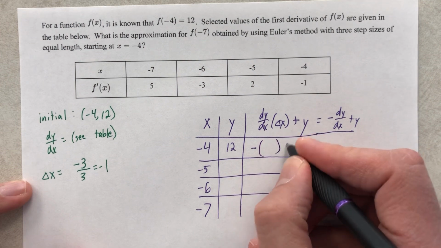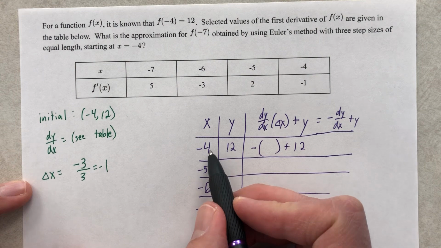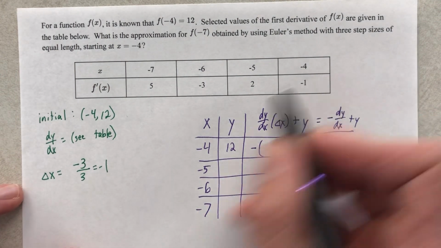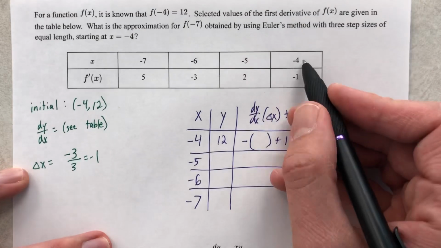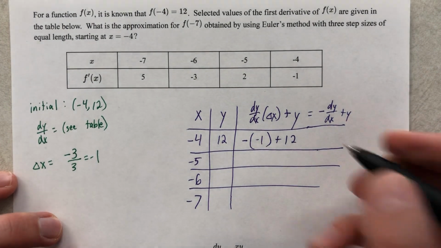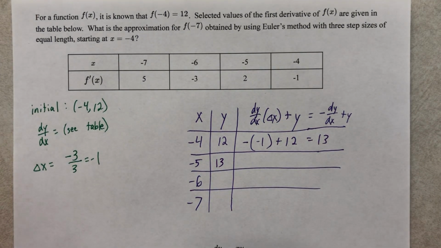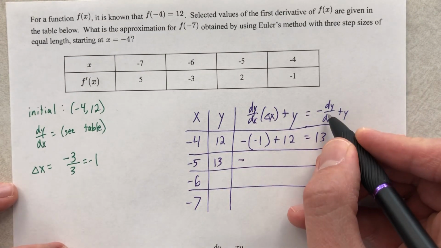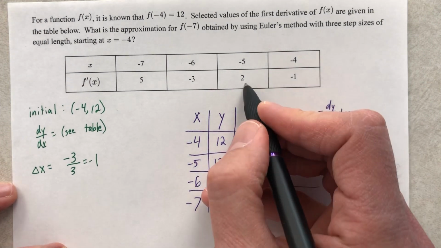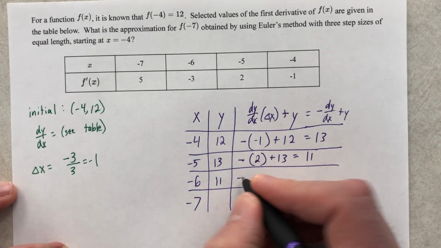So negative dy dx, and then plus y. So negative something plus 12, right? Well, what is this when x equals negative 4? I know you might be tempted to say, I don't know where to plug it in. Just see the table. So there it is. When x is negative 4, the slope is negative 1. So this is what I have, 13. Good to know. All right, let's keep moving. Negative slope plus 13. Well, my slope at negative 5 is 2. That gives me 11. This goes quick, doesn't it?